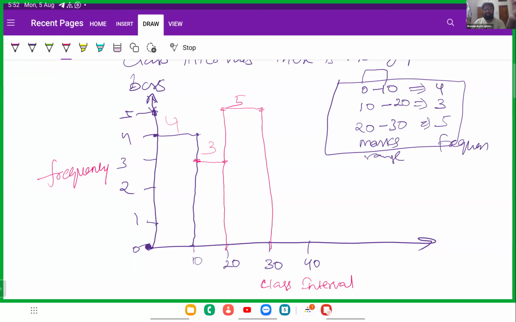In a bar graph, we don't consider frequency. Here we consider frequency. Frequency means we are keeping a count of how many students, or a count of repeating data.